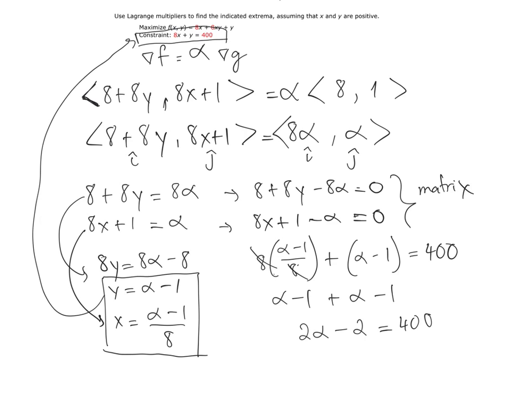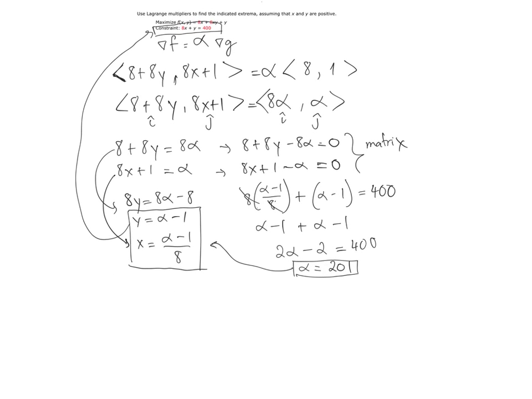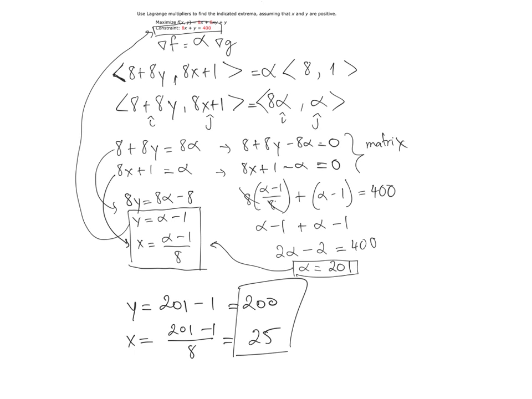And your alpha will be 201. So now you have the alpha. What you can do is plug that back into the x and y equations and find the x and y. So y will be 201 minus 1, equals 200, and x is 201 minus 1 over 8. So your x will be 25. So now you have x and y.